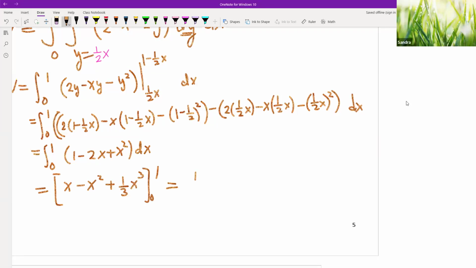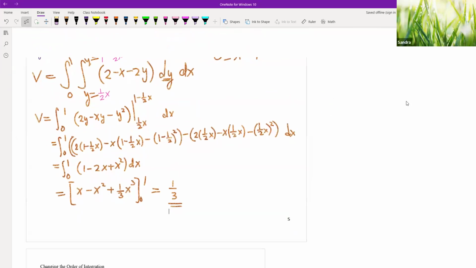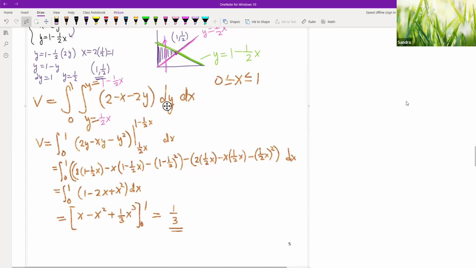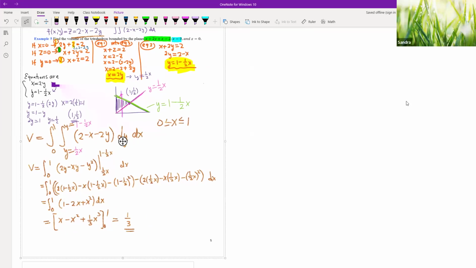And you should get the answer to be 1/3. The volume would be equal to 1 over 3. Okay, this will be your volume. The algebra is not easy.